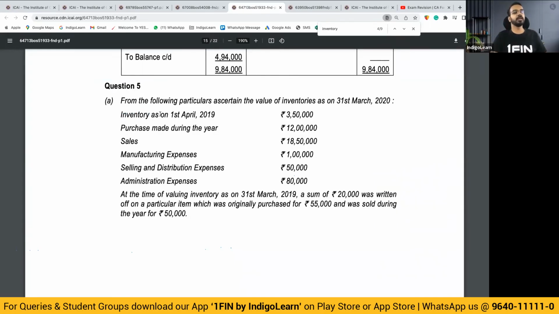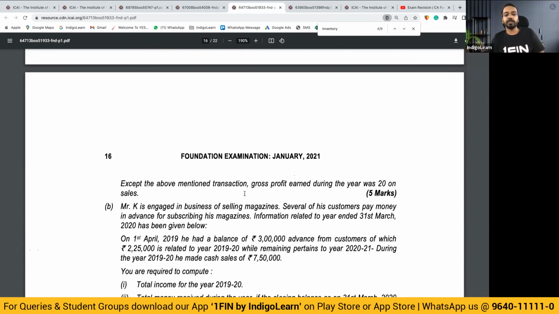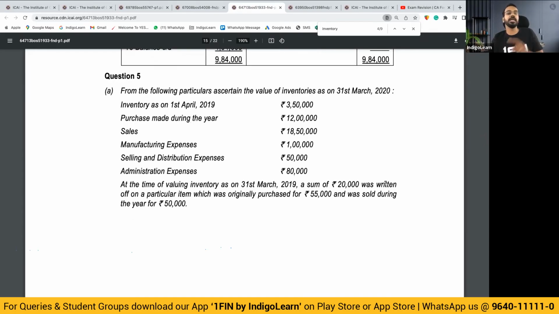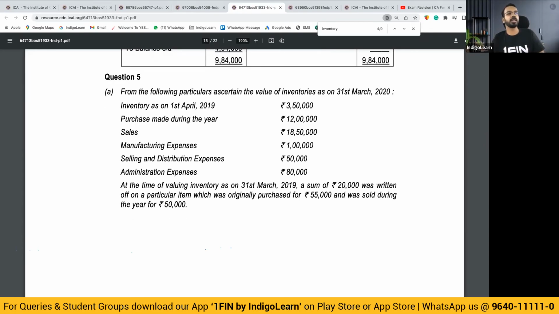This I'll do now. Here, it is not that we have taken inventory at a future date. They have given us the value on 1st of April. They have given us the value of purchases made, sales, manufacturing expenses, selling and distribution, administrative, and the value of inventory as on 31st March. A sum of 20,000 was written off on a particular item, which was originally purchased for 55 and was sold for 50. Except for the above mentioned transaction, gross profit during the year was 20%. In exams, if they miss it, just ensure it's 20% on sales. So based on that, we have to value inventory. Let us do this question and then we'll move to the other category of question.